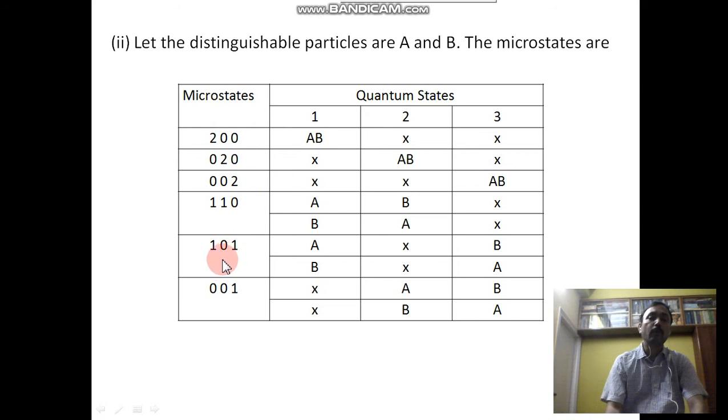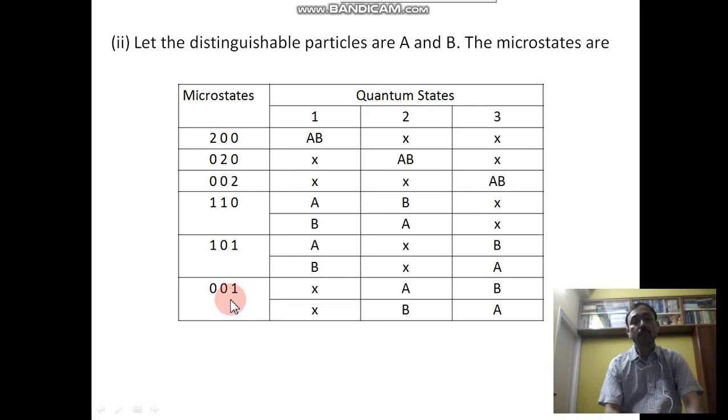Now come to the microstate 1, 0, 1. In quantum state number 1, particle A is there. In quantum state 3, B is there. In quantum state 2, there is no particle. Similarly, reversing this one: B, no particle, A. So again for 1, 0, 1, there are two microstates.